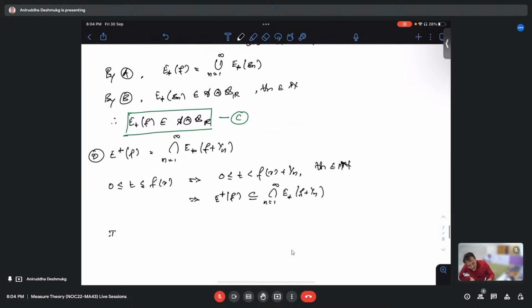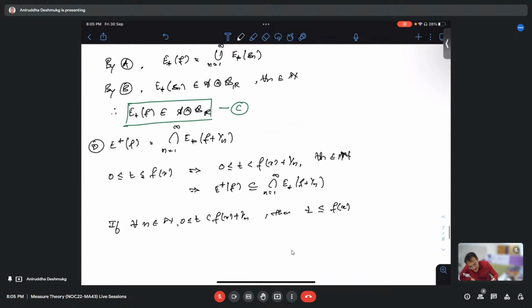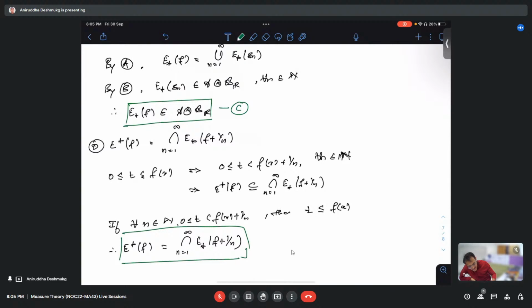On the other hand, if for every n, t is strictly less than f(x) plus 1 by n, and of course it is bigger than or equal to 0, then t is less than or equal to f(x). That is because if t is strictly bigger than f(x), then we can find one n for which f(x) plus 1 by n is between them. So that is not going to happen. So therefore, this intersection is again contained inside E upper star f. Therefore, E upper star f is equal to these intersections of E lower star of f plus 1 by n, which is our result D.